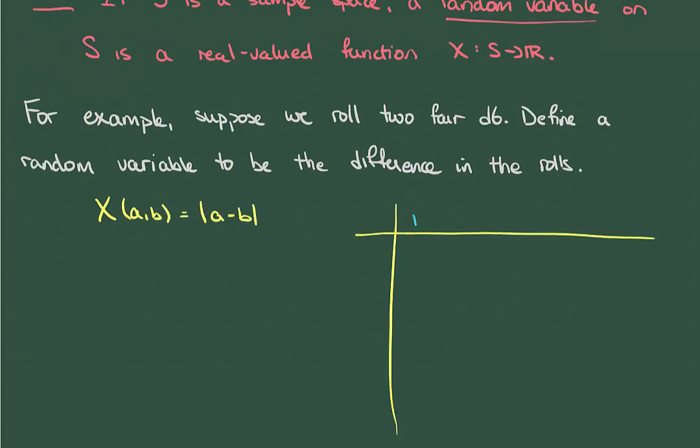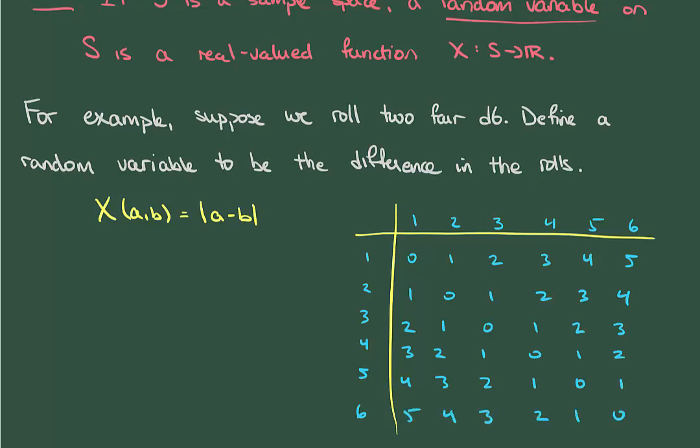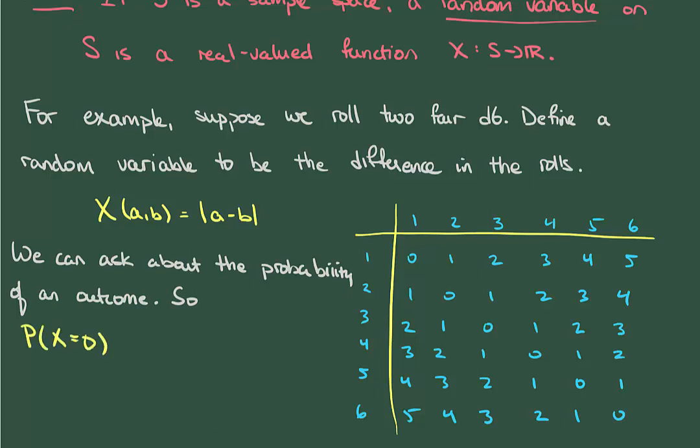Now, going to our roll chart, we can see the value of x for each of these pairs of rolls. I'm just going to fill out this chart here. And just as we can ask for the probability of an event in the sample space, we can ask for the probability of a random variable outcome. For example, we can determine the probability that the random variable outputs a 0.